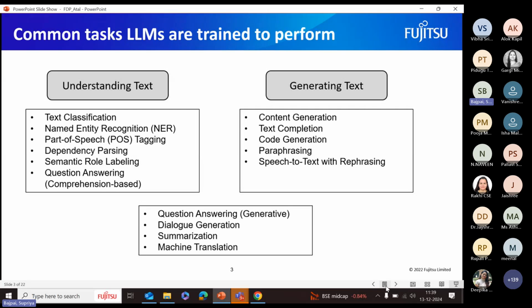So there is understanding and generating. Generating text also requires understanding text, because without understanding, one cannot generate. First we need to understand the requirement of the user. After understanding the prompt, only then does the generation portion happen. So there are question answer generation in chatbots, dialogue generation, summarization tasks, machine translation. All these types of tasks require understanding as well as generating text.